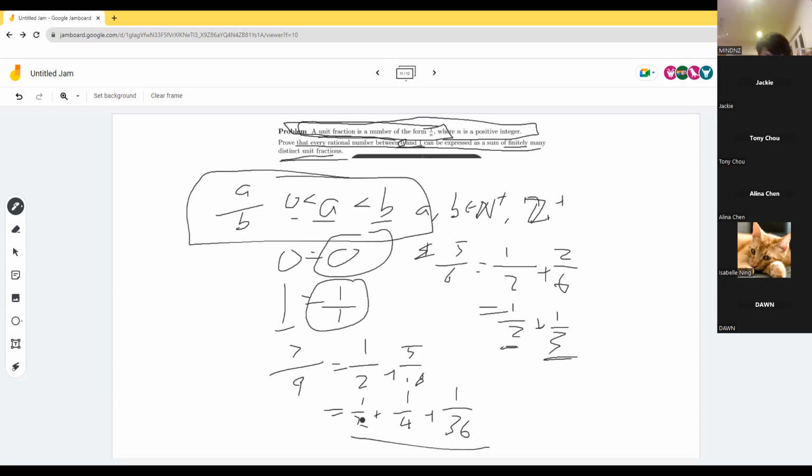And we're done again. So we keep adding a half, which is the biggest unit fraction that's still smaller. Then we got 5 over 18, so then we add the biggest unit fraction which is smaller than that, which is a quarter. And then we subtract that, and then it's 1 over 36, which is already a unit fraction.